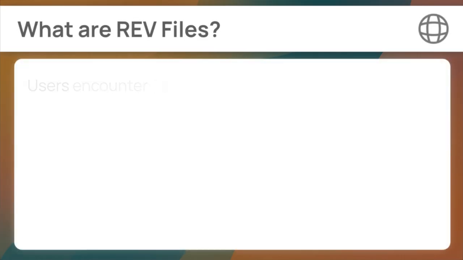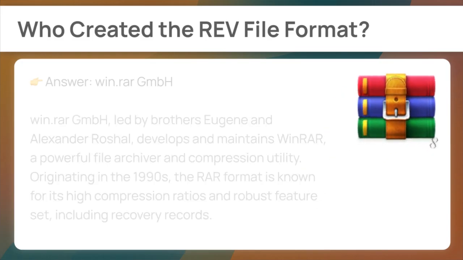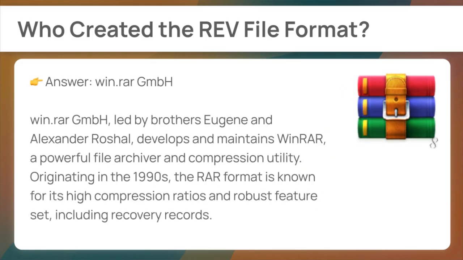Users encounter REV files alongside multi-part RAR archives, R00, R01, etc. Their primary intent is to repair a corrupted or incomplete download. These files contain recovery data, parity information, that WinRAR can use to reconstruct missing pieces of the main archive, ensuring the user can successfully extract their content.